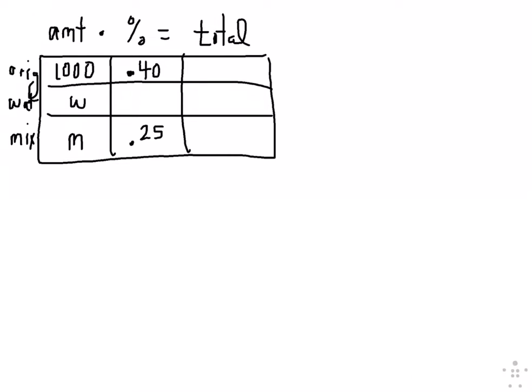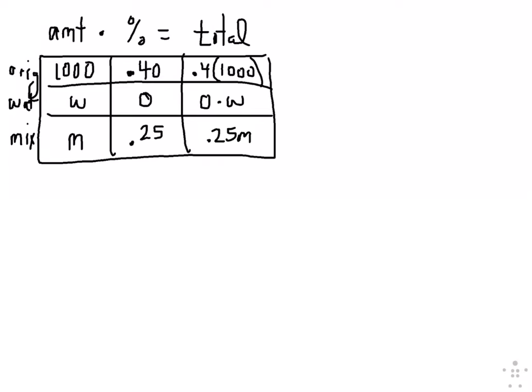So we don't know how much mixture we have, right? Now, let's fill out the rest of this chart. So the water has 0% acid in it, right? We have to make that assumption that there's no acid in water. So now across the top we have our formula, amount times percent equals total. So this one would be 0.4 times 1,000, right? This one would be W times 0, that's 0, right? And the bottom one would be 0.25 times M, right?